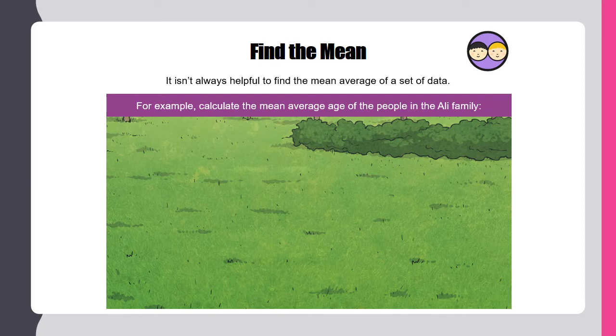It isn't always helpful to find the mean average of a set of data. We have to know when to use this. Now, let's have a look at this example. We're going to have a go at calculating the mean average of the age of the people in the Ali family.